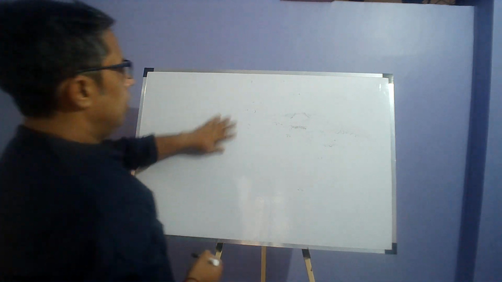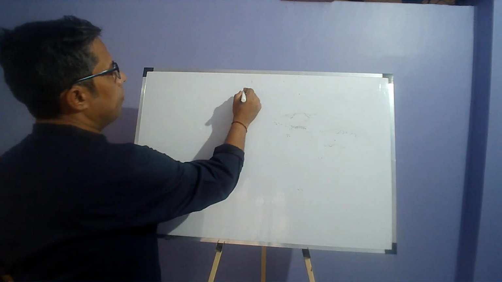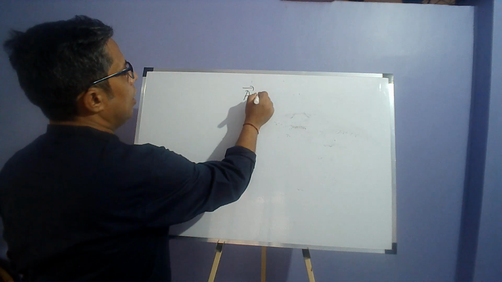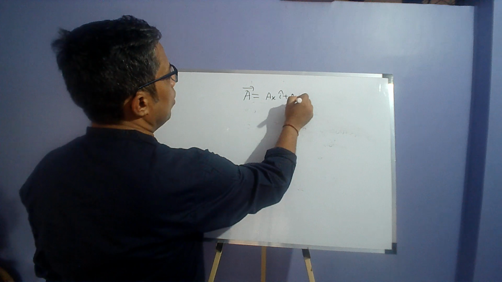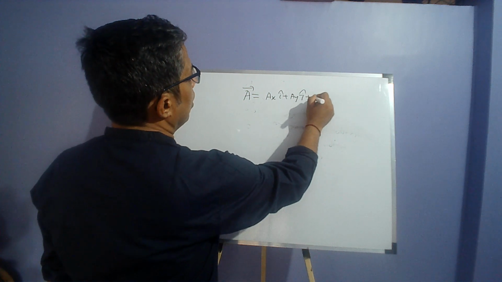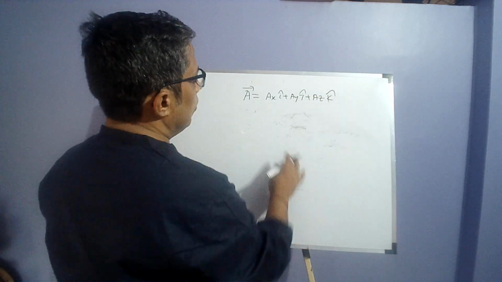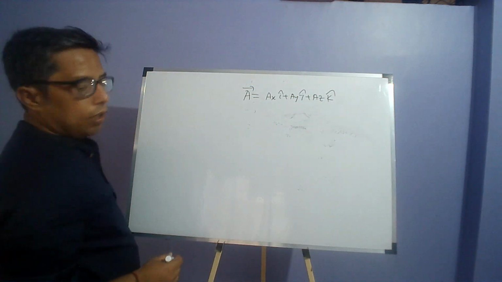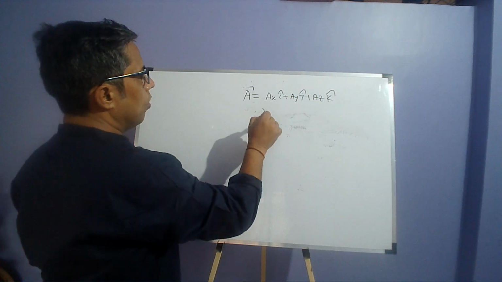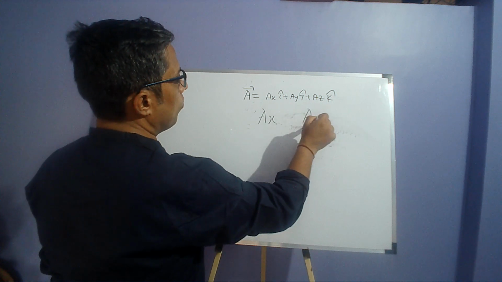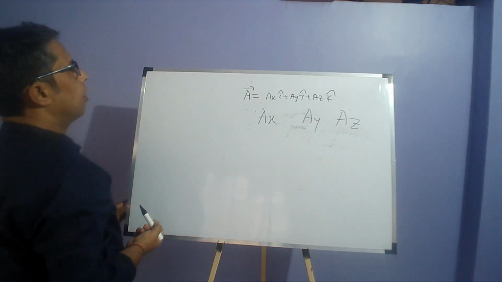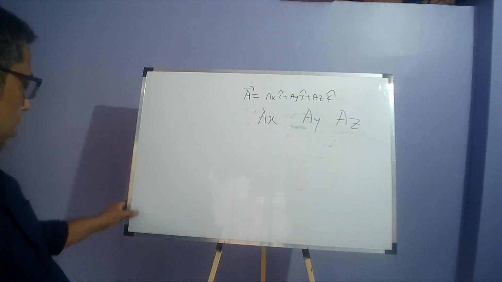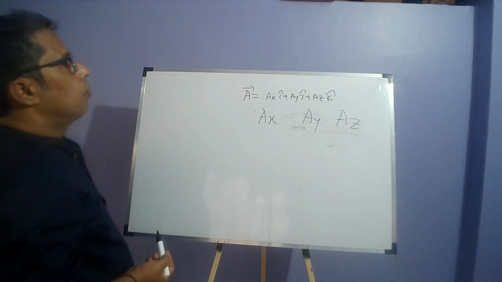Let's see. Now, how are we defining a vector? A vector A is ax i cap, plus ay j cap, plus az k cap. So this is a vector, and what are the rectangular components of this vector? One is ax, another is ay, another is az. So three components we have for this vector, right?